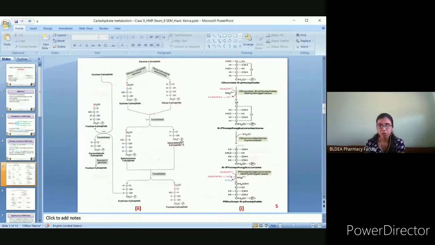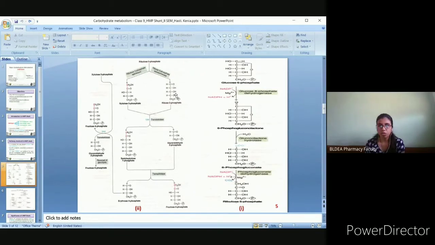Now these sedoheptulose and glyceraldehyde will react in the presence of the enzyme transaldolase, resulting in the synthesis of erythrose 4-phosphate and fructose 6-phosphate. Now this fructose is a 6-carbon compound and erythrose is a 4-carbon compound. So the resultant is again 10 carbon compounds.